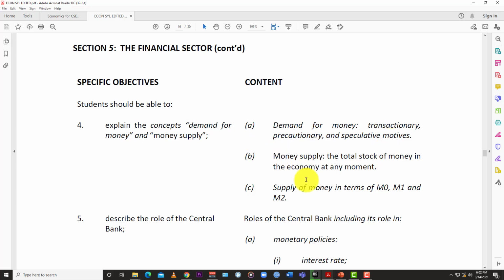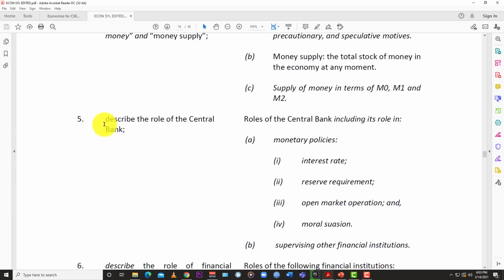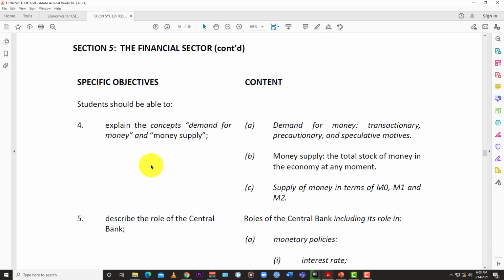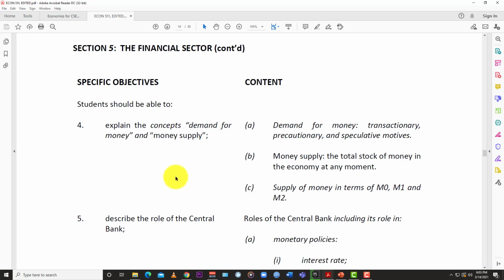Then we're looking at the money supply. What is the money supply? The total stock of money in the economy at any moment. And then we're looking at the supply of money in terms of M0, M1, and M2, and what all that entails. If we were to jump into section 5, it might take a while because we have to look at the role of the central bank. We're going to do that in a separate video. So today we're going to have a shorter video, just focusing on the concepts of demand for money and supply of money. And I promise you, at this level, we are not really looking at any graphs or charts, so don't be scared of that one.